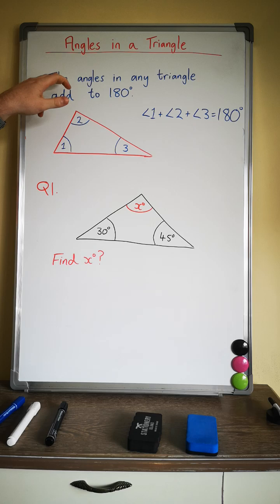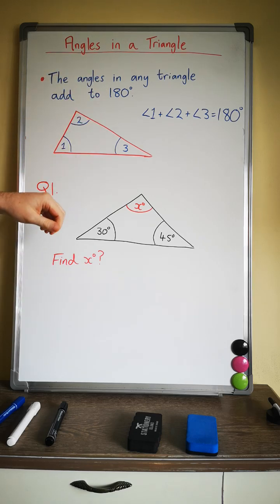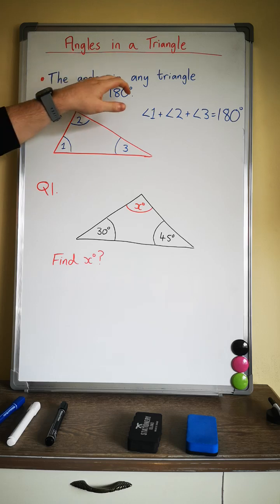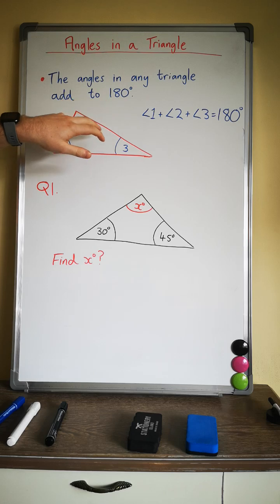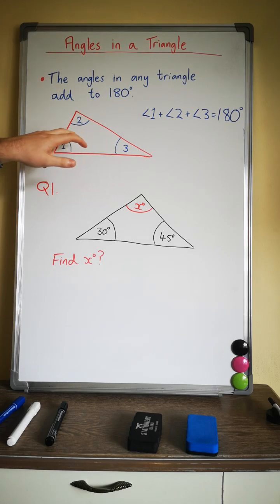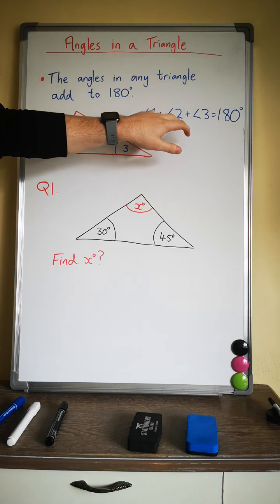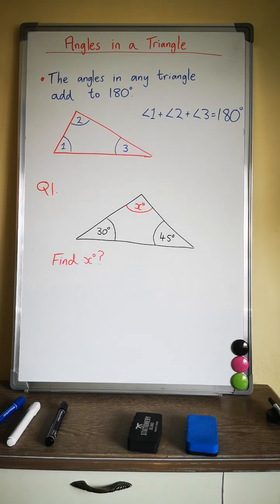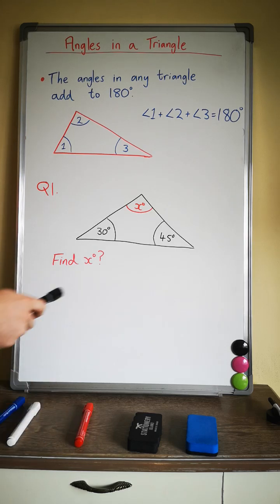What we need to know, really, really important, up as far as Leaving Cert, not even just your Junior Cert, is that the angles in any triangle add up to 180 degrees. So, three angles: angle 1, angle 2, and angle 3. When you add those together, you get 180 degrees. Okay, really, really important.